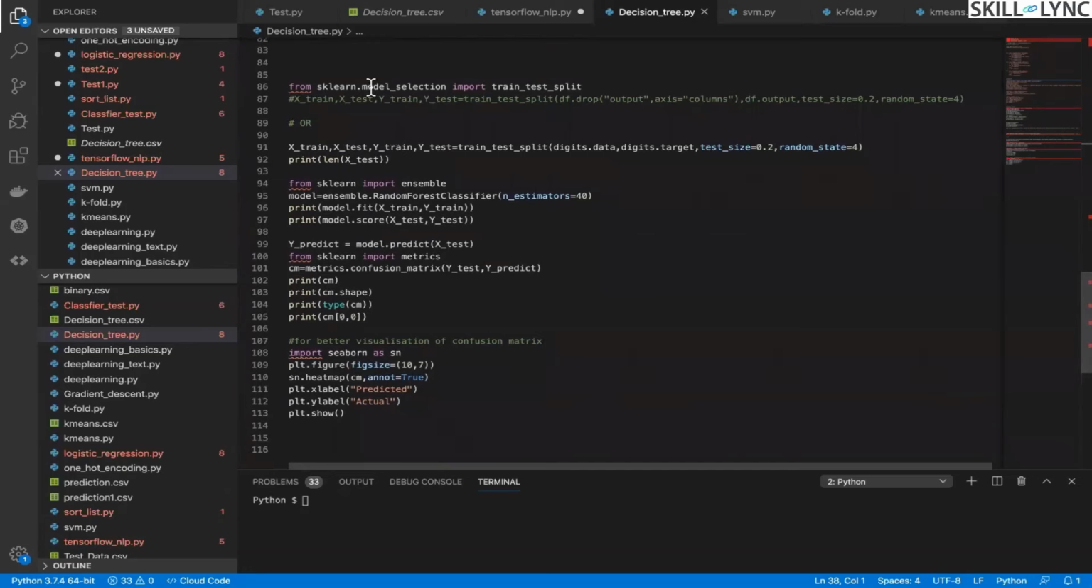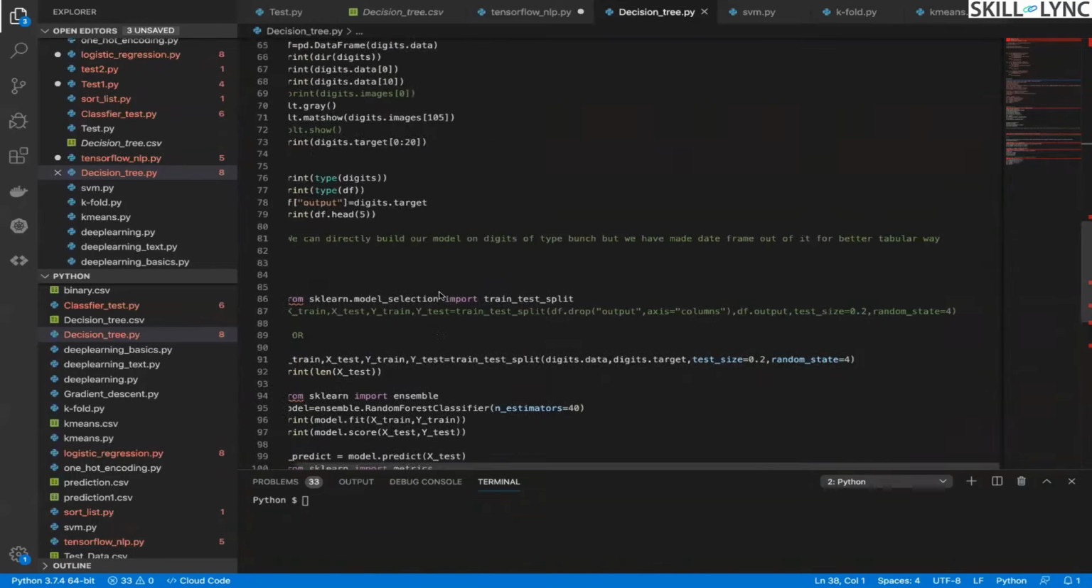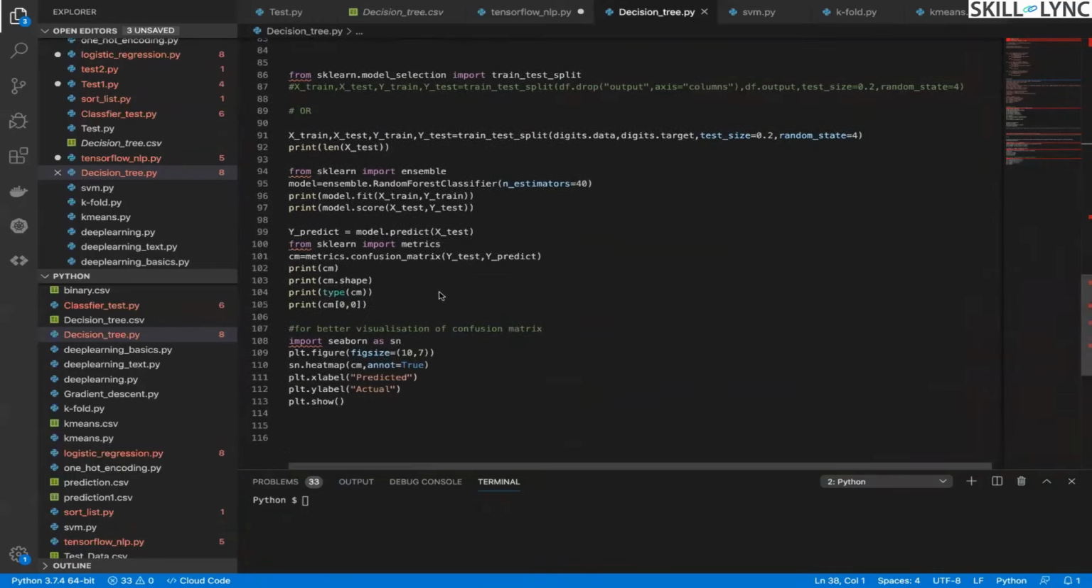So I have a pandas data frame now. Everyone knows how to create a pandas data frame. If you are importing any CSV or Excel file, assign that to some variable using pandas. Once you have created a pandas data frame, what I'm doing on 91st line.